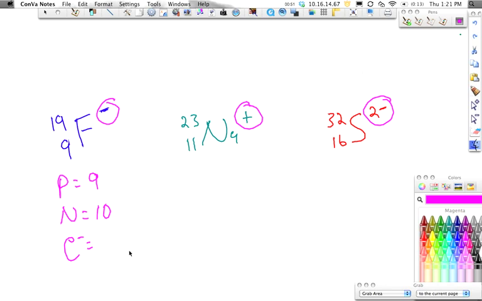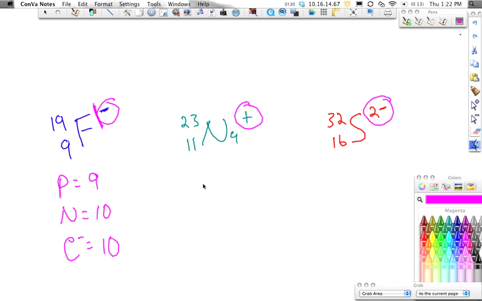Remember, I said that protons equal electrons in a neutral atom. Well, this is not neutral. So what we have to do is apply the opposite of the charge to the atomic number, which is the protons. So opposite of negative, and it doesn't have a 1 here just because it's understood. If there's just a negative or a positive, it means -1 or +1. So what is the opposite of -1? Well, it's +1. So 9 plus 1 gives me 10.